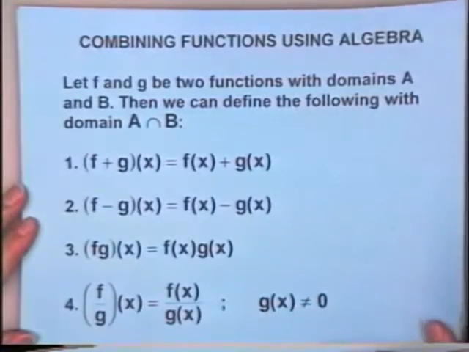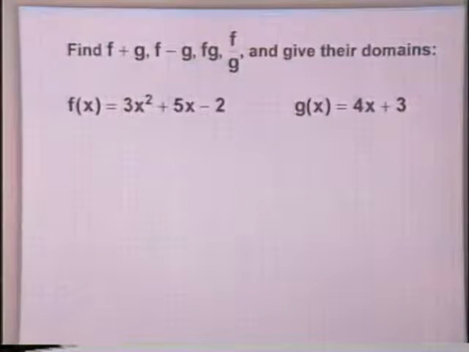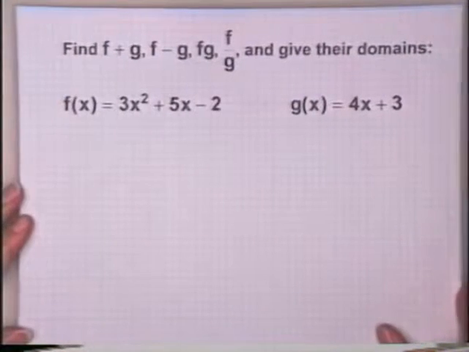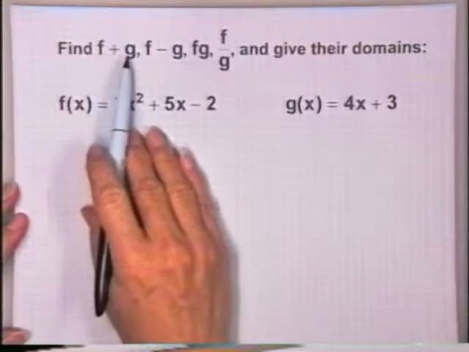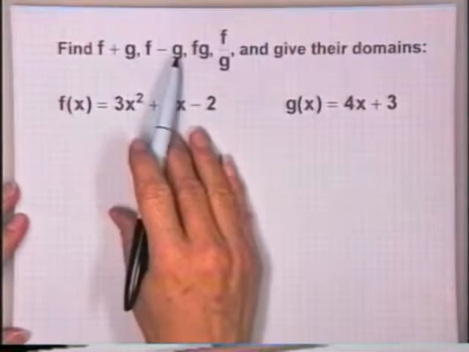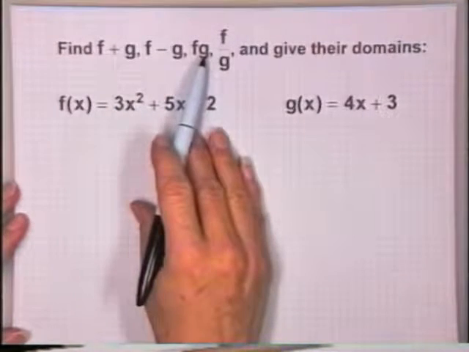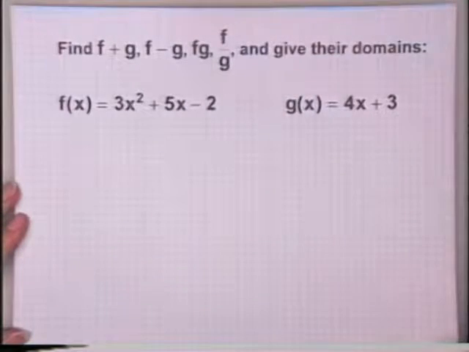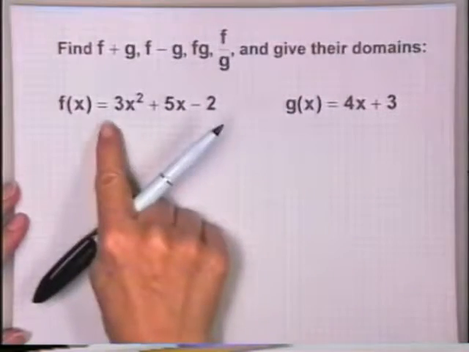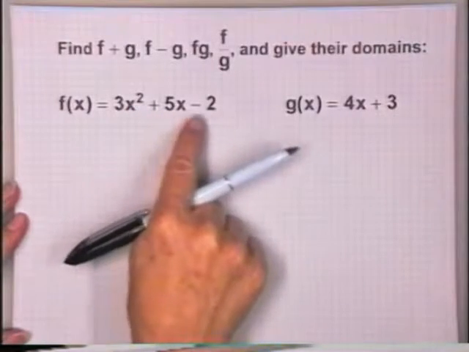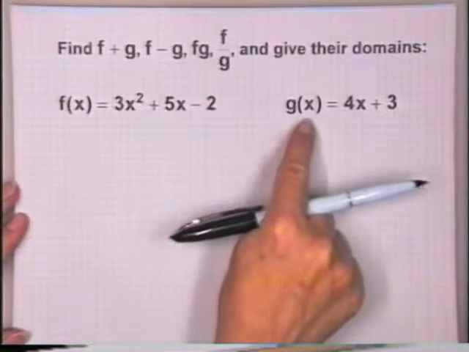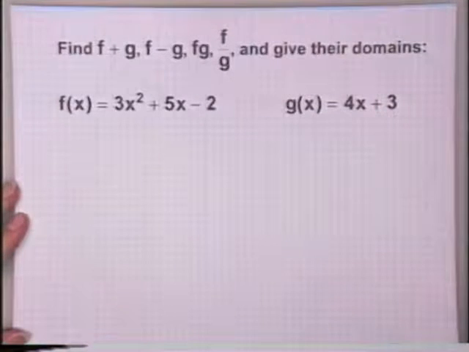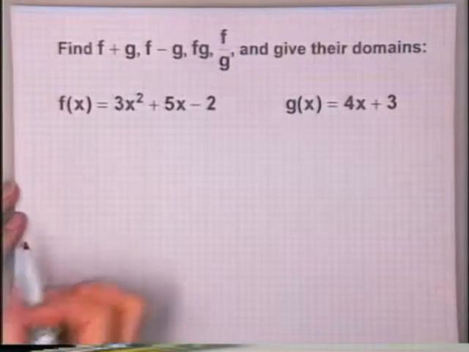Okay, well let's look now at some examples where we're going to perform these operations. Notice we are to find f plus g, f minus g, f times g, and f divided by g, and we're also asked to give their domains. Okay? Now here's function f of x, 3x squared plus 5x minus 2, and function g of x is 4x plus 3. Okay? Now, I think what I want to do here first is let's just go through the operations.